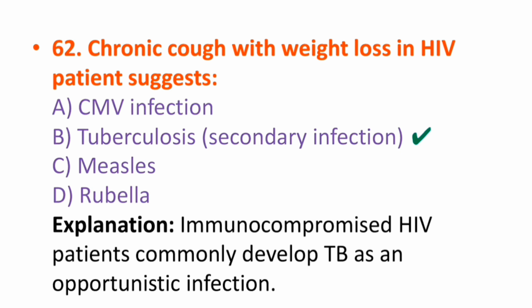Chronic cough with weight loss in HIV patients suggests option A CMV infection, option B tuberculosis secondary infection, option C measles, option D rubella. The correct answer is option B tuberculosis. Immunocompromised HIV patients commonly develop TB as an opportunistic infection.